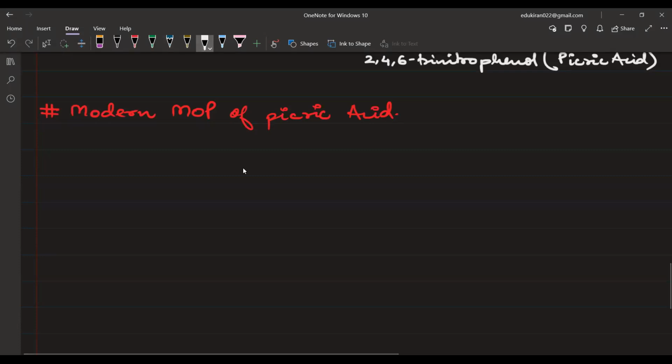Okay. Now, in the modern method, we start with sulfonation of phenol. Even though if you look at your NCERT textbook, you will say that sulfonation of phenol is not in the syllabus. But once you read the NCERT, inside one very small paragraph, they have said that in the modern method of preparation of picric acid, sulfonation of phenol is done. And after that, we do nitration of that at high temperature.